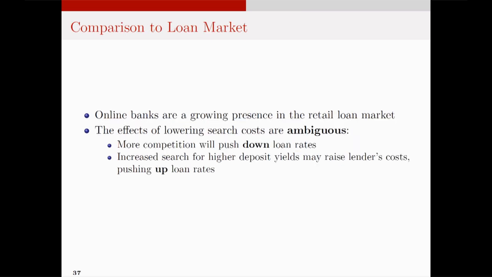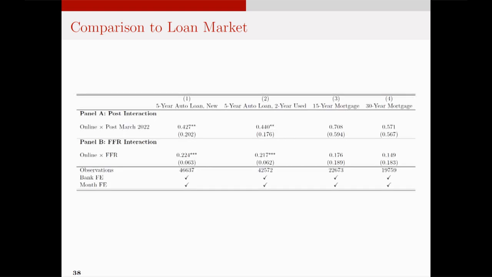I will talk a little bit about the comparison to the loan market. Online banks are obviously growing, and the effect of lowering search costs on the asset side is ambiguous. It could be the case that more competition will push down the loan rates, or it could be that because they are offering higher rates to their depositors, they might be charging higher rates to their borrowers as well. So we run some tests with only a few banks for which we have loan level data. In the extended sample, this increases from 3 banks to 6 banks.